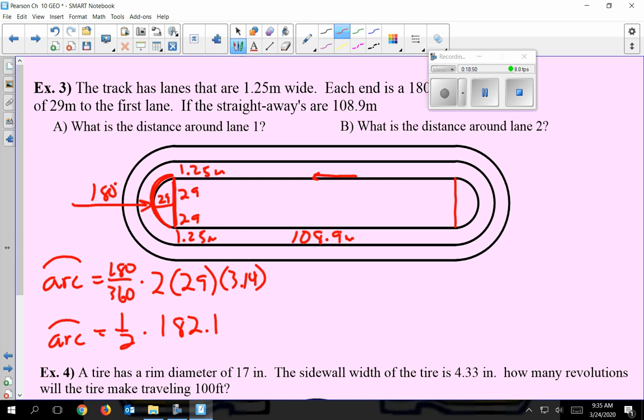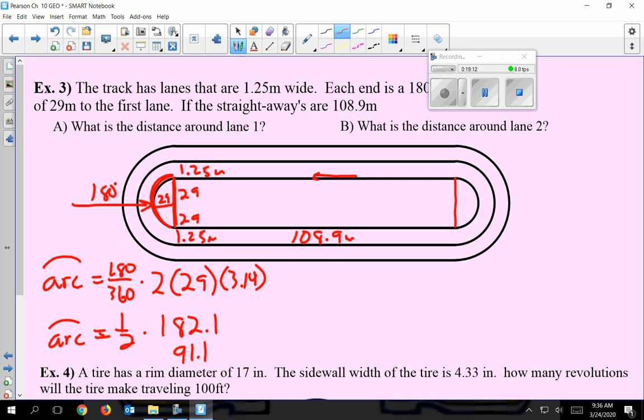Okay, so take that, 180 over 360 reduces down to 1/2. 2 times 29 times pi gives me about 182.1. I believe I rounded there a little bit. And then I'm going to get that the measure of this arc is going to be about 91.1. Okay, a little bit of rounding there too.